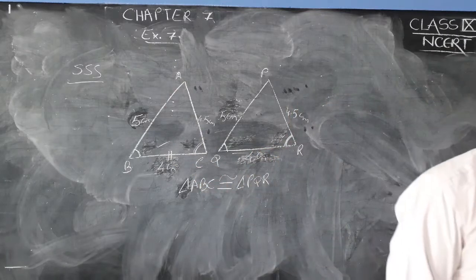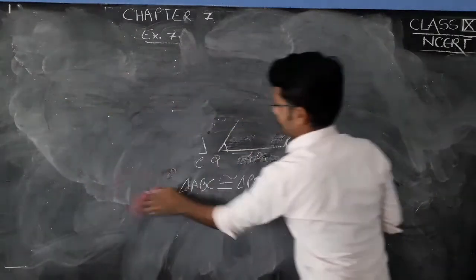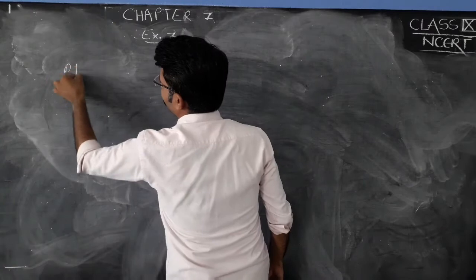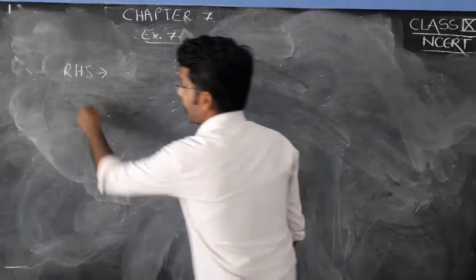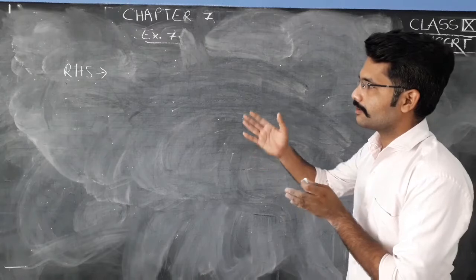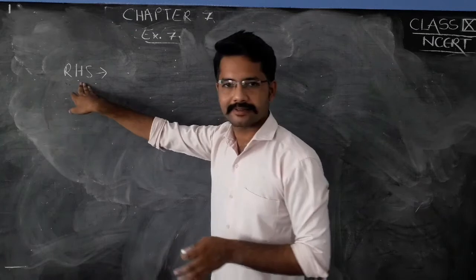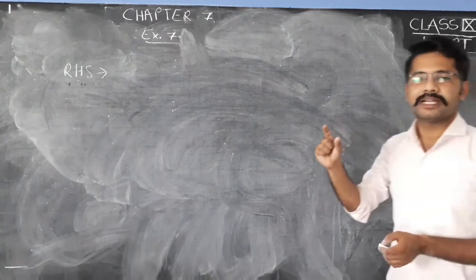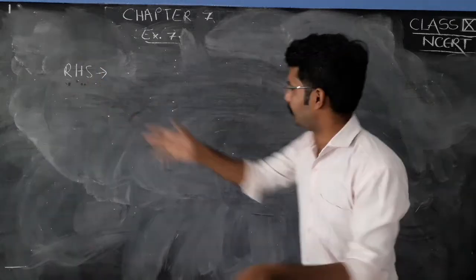Okay. Next we have to learn RHS. RHS doesn't mean the right hand side. It means right angle, hypotenuse, side. By the name we can understand RHS. R means right angle, so its measurement should be 90 degrees. H means hypotenuse, the opposite side of the right angle, and S means any side.